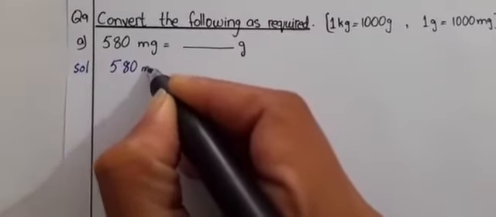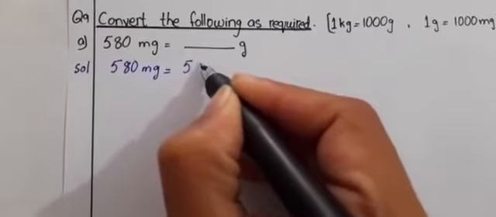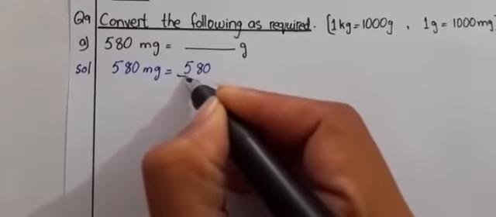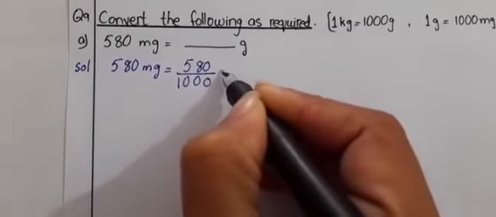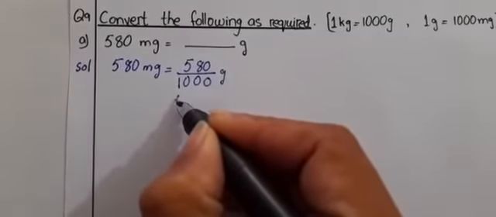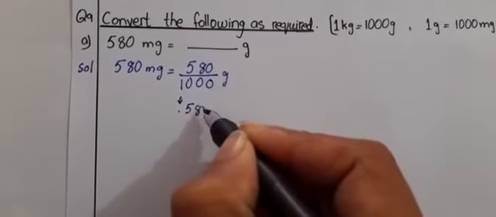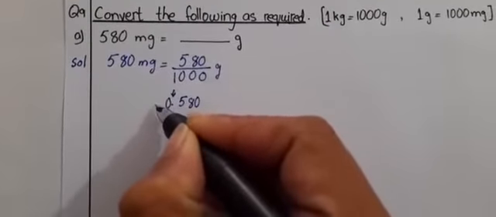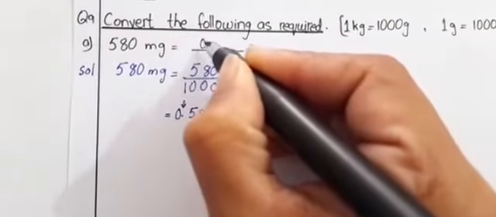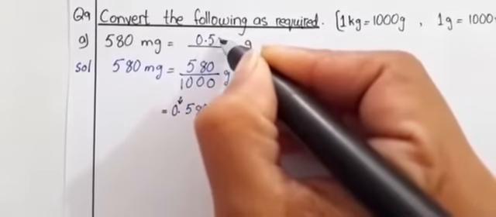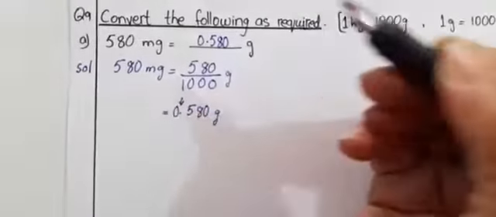Here I will only write that 580 milligrams will be equal to 580 divided by 1000. Okay, and now this milligram will turn into the gram. Here you can see, boys, this one will turn into the point and 580, okay, 0.580 grams. Now I can write over here 0.580. It's up to you, you can skip this 0, you can only write 0.58.